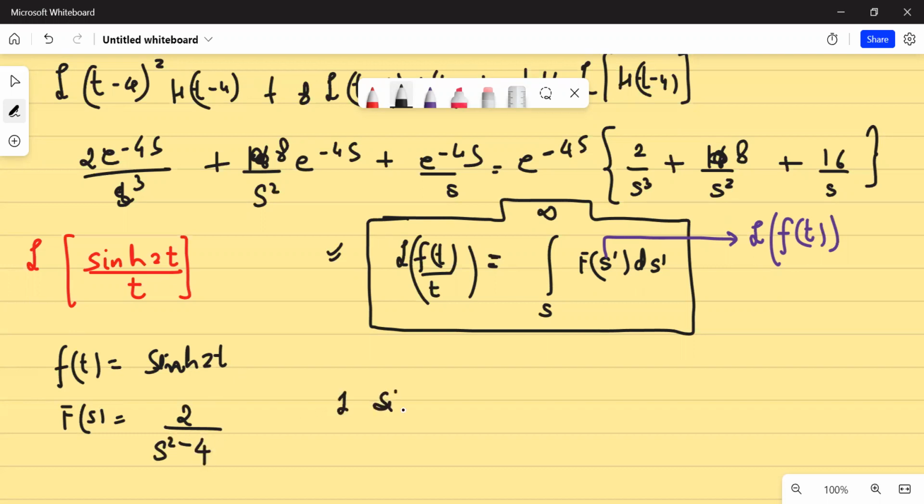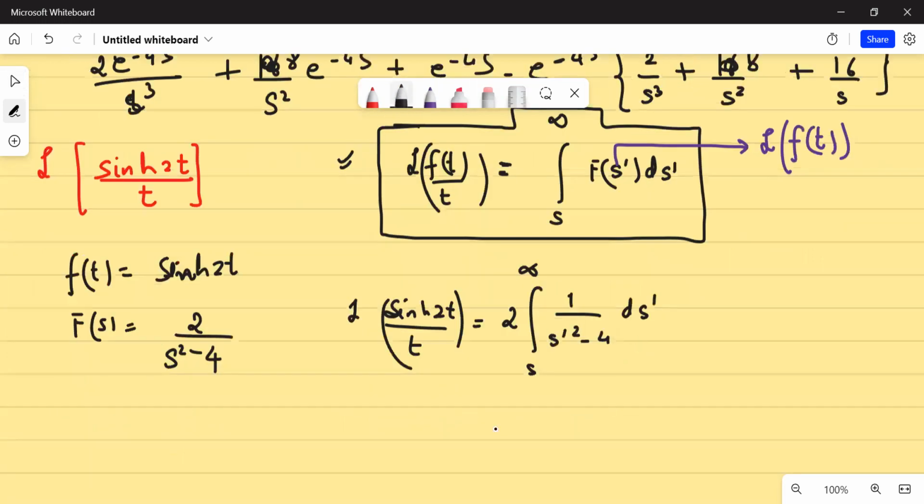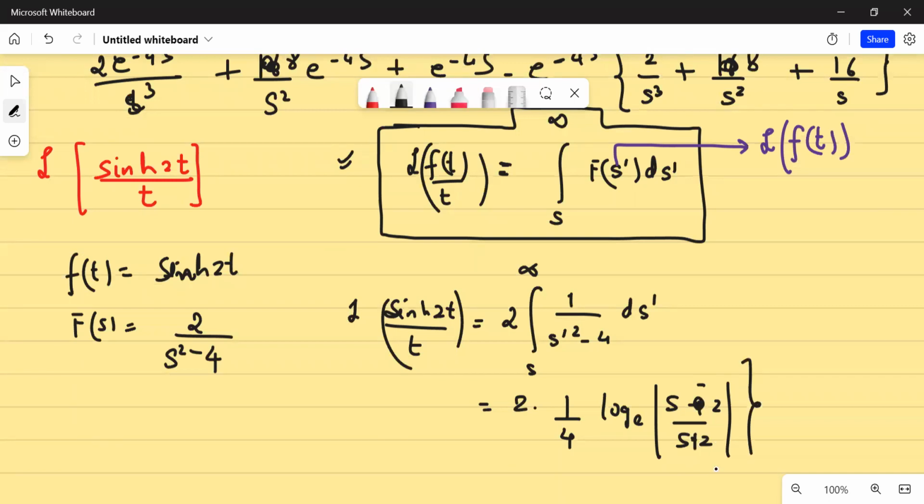So your Laplace transform of sine hyperbolic 2t divided by t is simply equal to integration from s to infinity. It is, I think, 2 times 1 upon s' square minus 4 ds'. And you know what is the integration for this? I know this integration is equal to 2 into 1 upon 2 into 2, that is 1 upon 4, ln, log to the base e, (s minus 2) divided by (s plus 2).